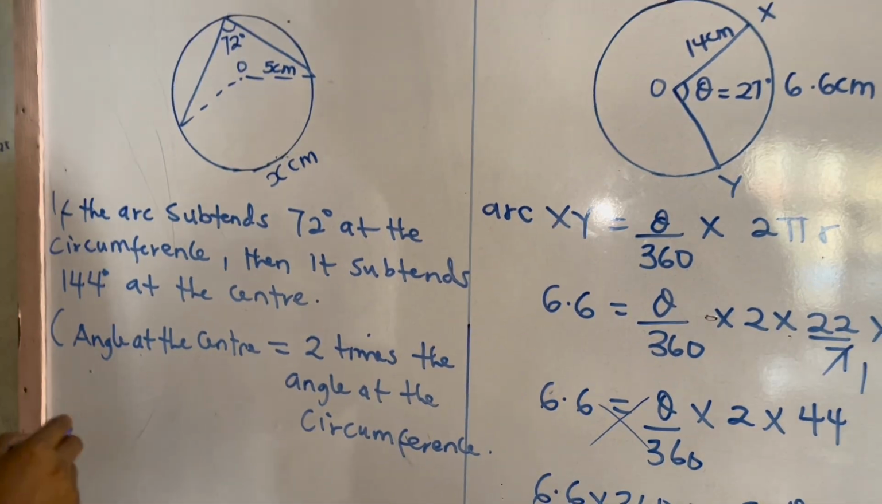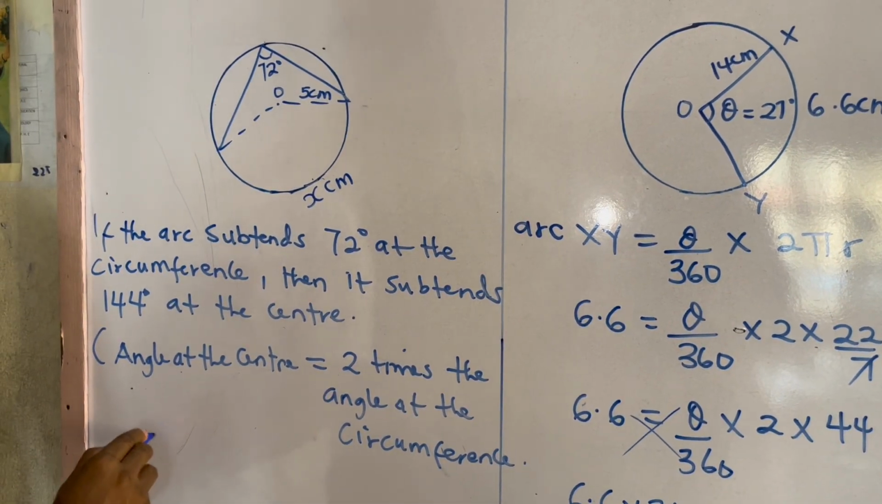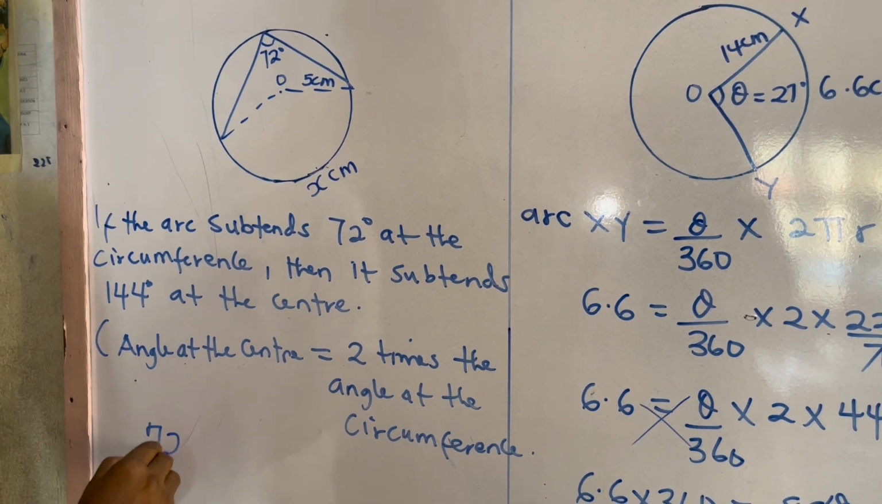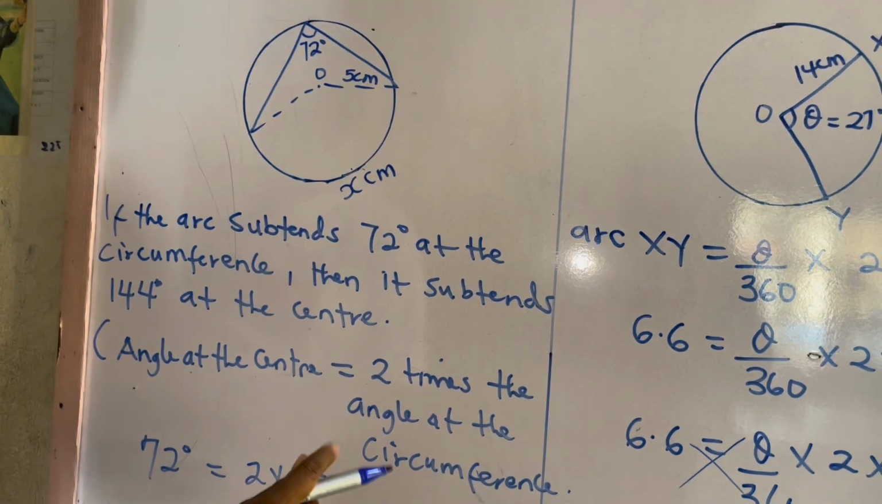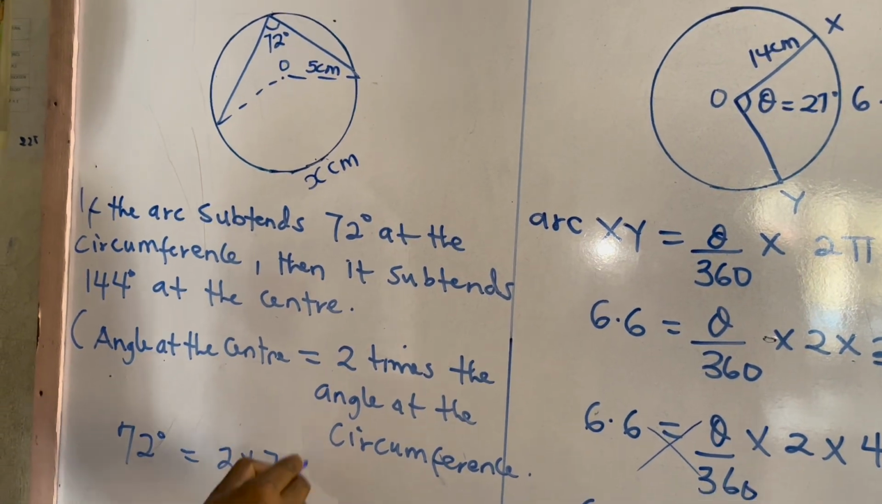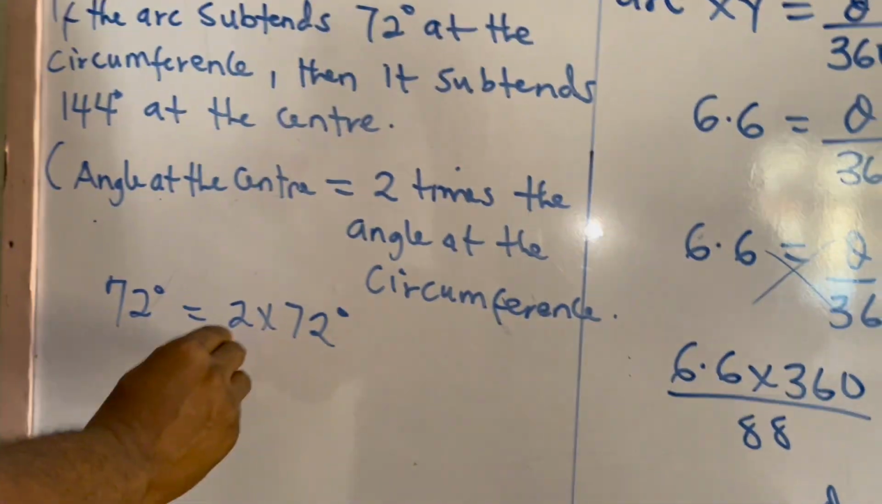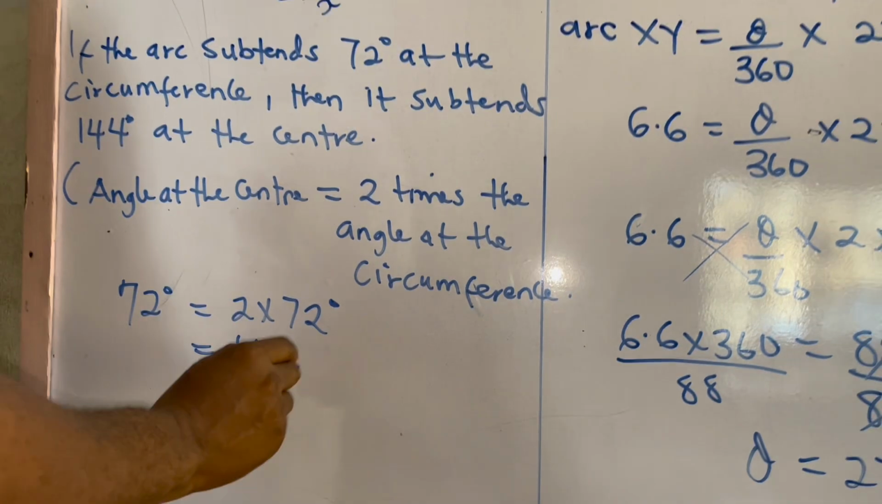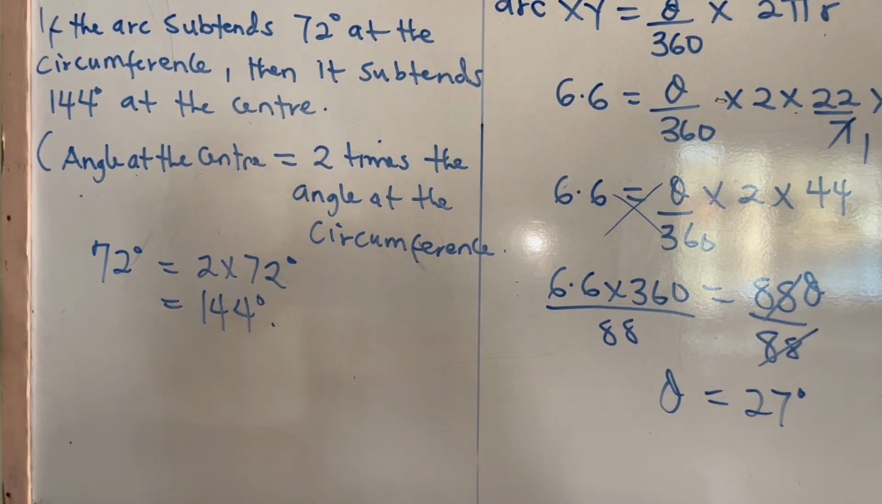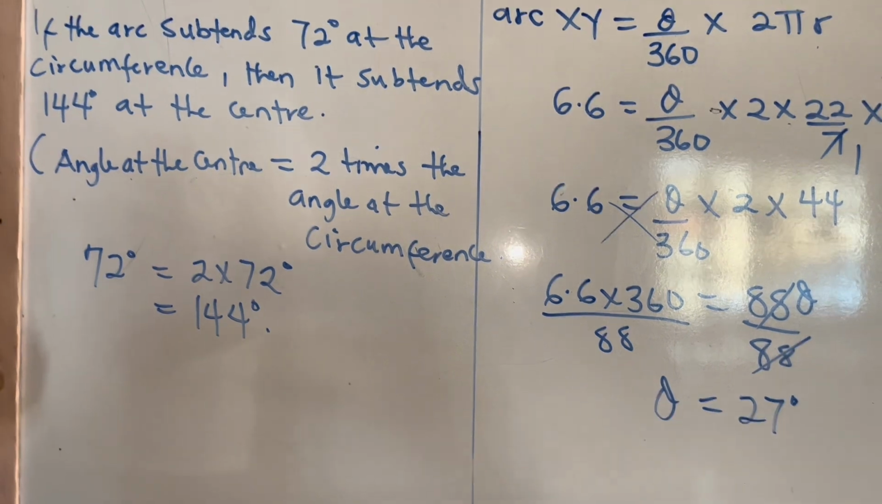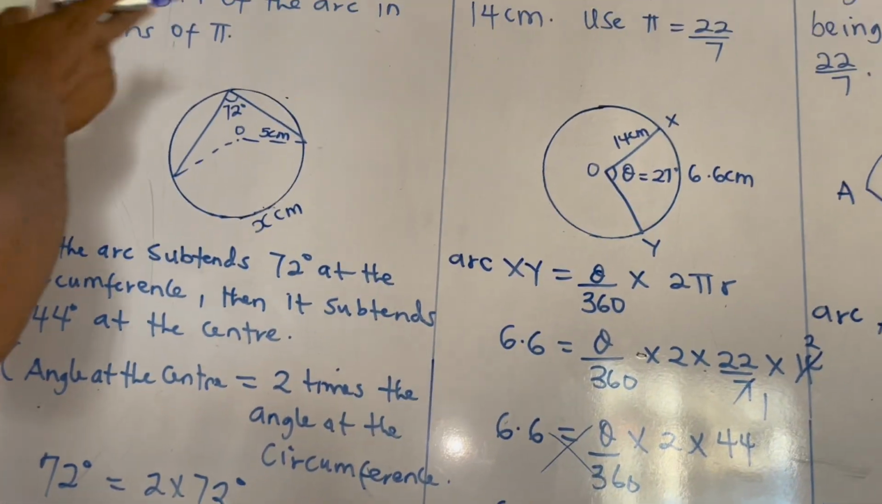This means that the 72 degrees we have here will give us 2 times 72 degrees. That will give us a sum of 144 degrees. Alright, so getting that, we have that because the question says we should calculate the length of the arc.